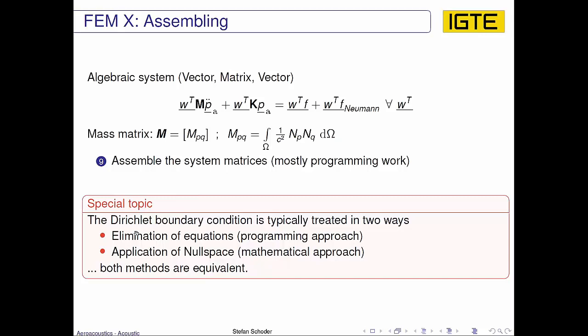There are two possibilities to integrate the Dirichlet boundary condition, which are typically used. The one is that we use elimination of the equations, which is more or less programming work, or we use the application of the null space, which is a mathematically equivalent approach to the elimination of the equations, and this is how we can incorporate the Dirichlet boundary conditions.